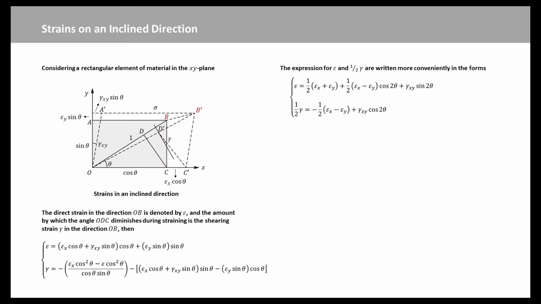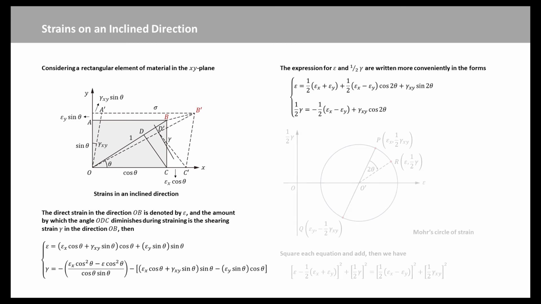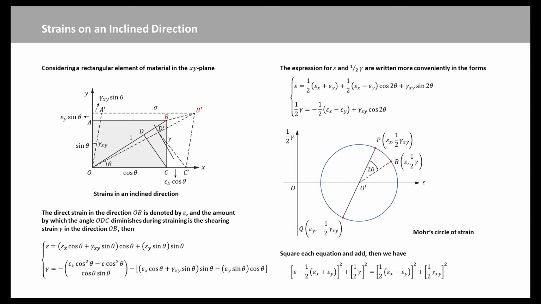These forms are similar to the normal stress and the shear stress on an inclined plane. Sigma x and sigma y in the equations are replaced by epsilon x and epsilon y respectively, and the tau xy by half of gamma xy. Square each equation and add. Then we have the standard equation of a circle. The circle defining all possible states of strain is known as Mohr circle of strain. Mohr circle of strain is shown on the right-hand side.